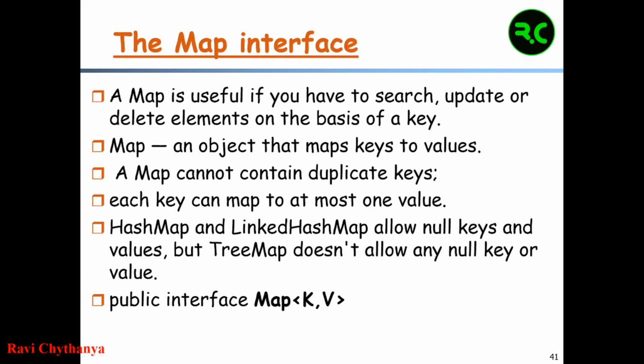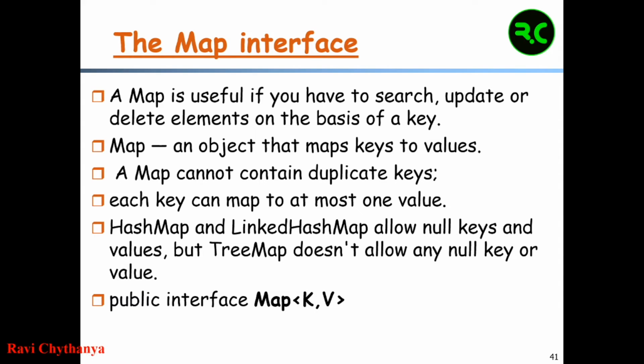And the next one is the Map interface. The map is useful if you have to search, update or delete elements on the basis of a key. A map is a dictionary, and the map is going to have two things: one is a key and the other is a value. Map stores data as key and value.